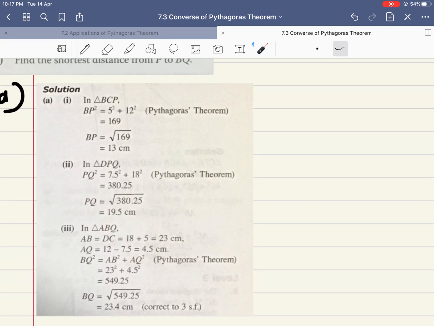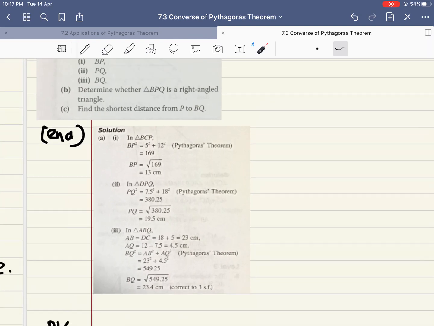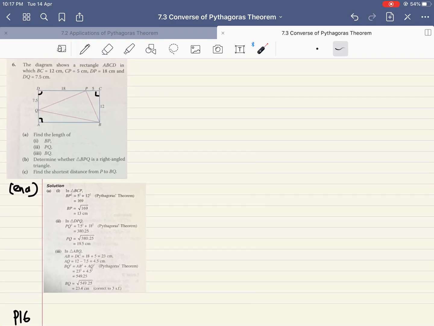Similarly, if I apply Pythagoras' theorem, I can also find the length of BQ there. So I'll just show you the working. If you really want to see the working here, I will just pause the video for a short moment and take down the working for how I found BP, PQ, and BQ. Alright, now let us just move on to the next part of the question.